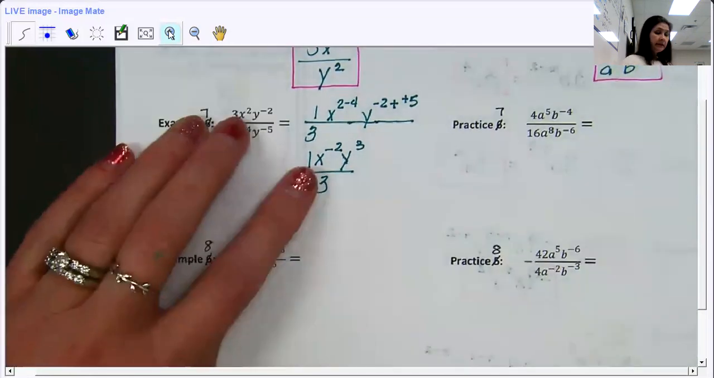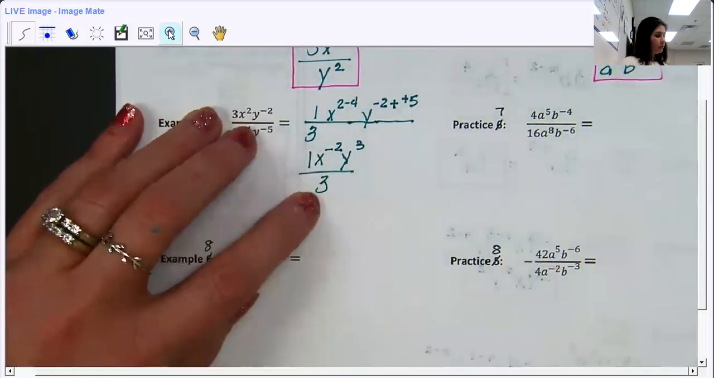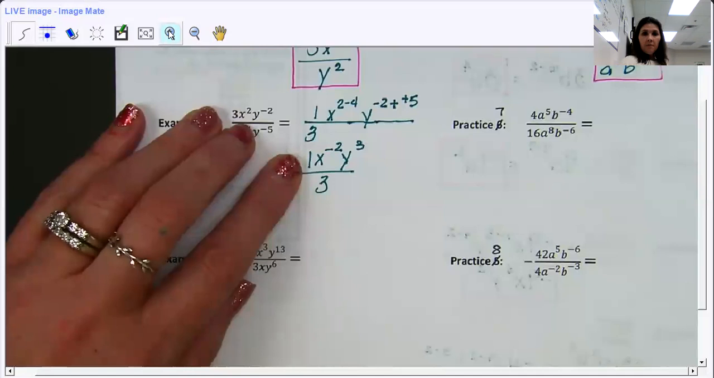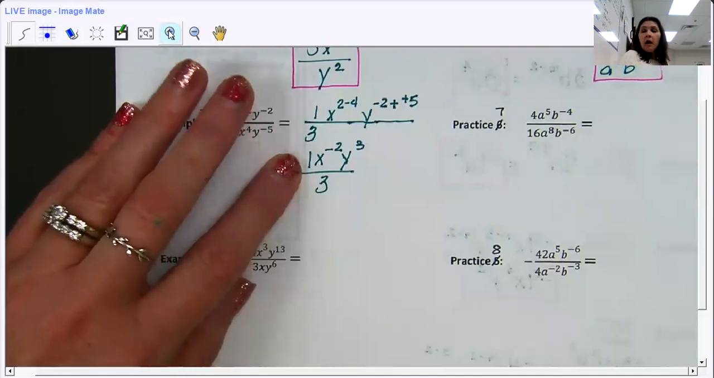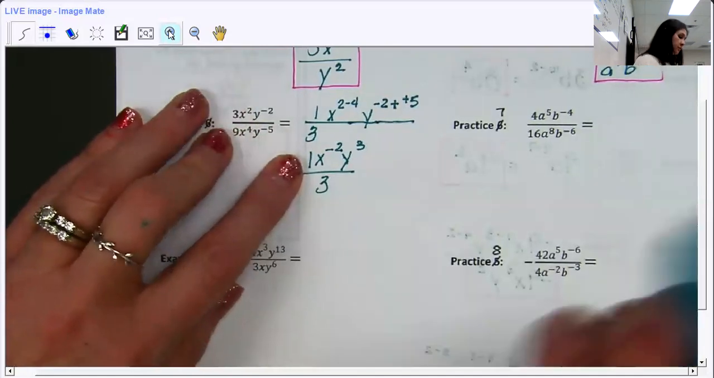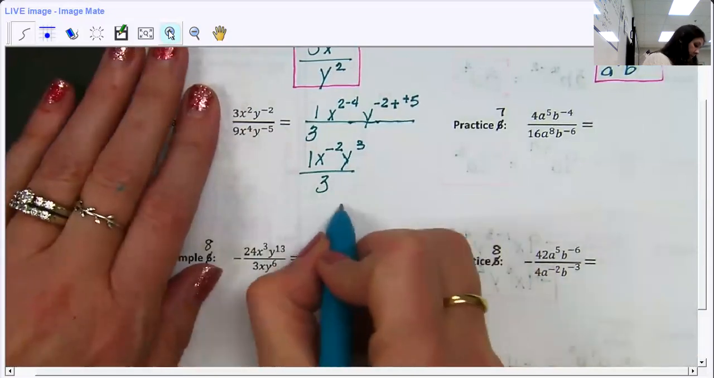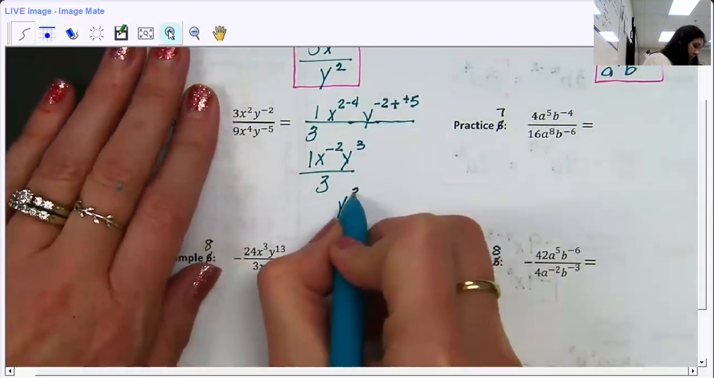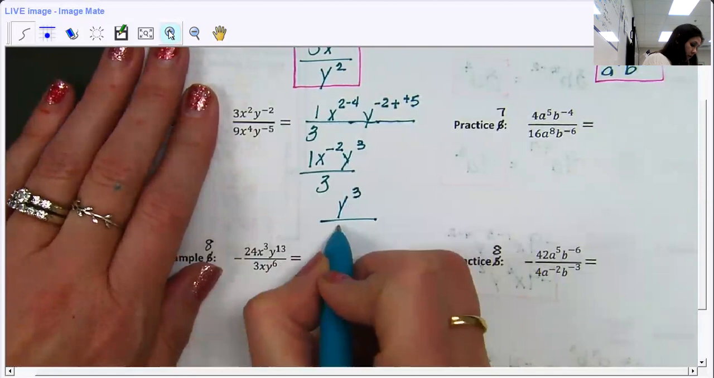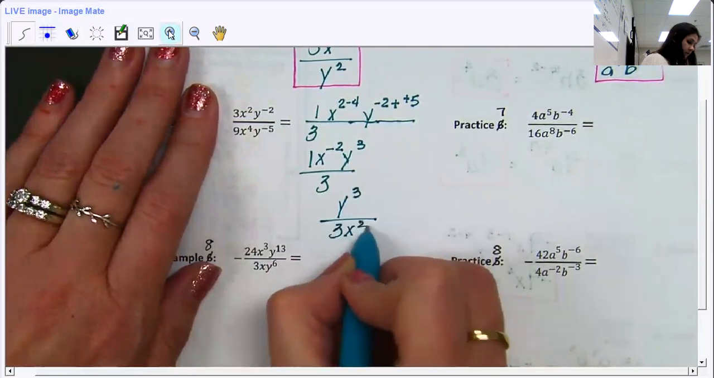Now I have a negative exponent, so I have to move that to the bottom. And I really don't need my 1 there. If you want to leave it there, you can. I tend to get rid of it. So this is what I'm going to end up having as my final answer. Y to the power of 3 over 3x to the power of 2.